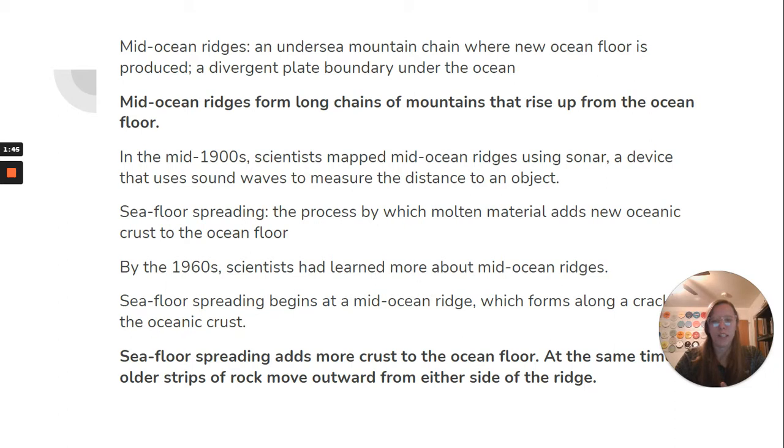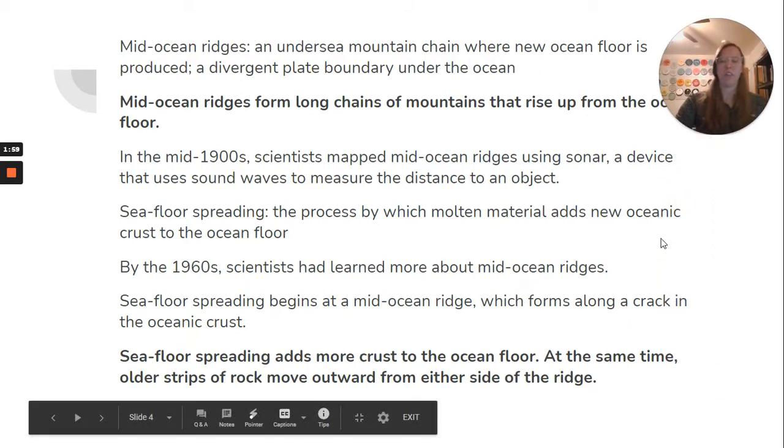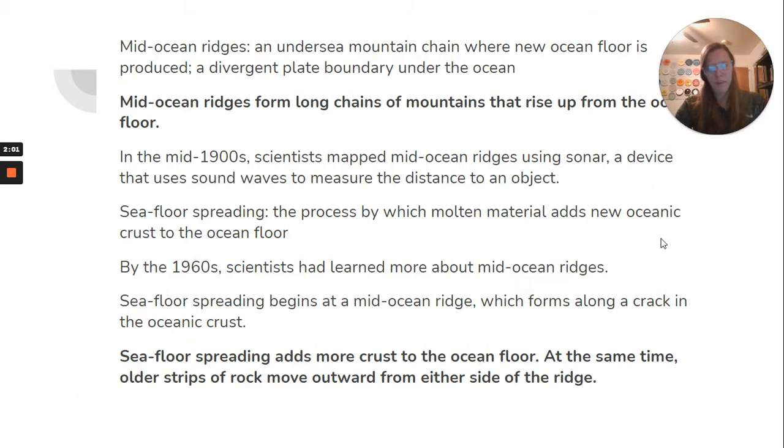Seafloor spreading is the process by which molten material adds new oceanic crust to the ocean floor. By the 1960s, scientists had learned more about mid-ocean ridges. Seafloor spreading begins at a mid-ocean ridge, which forms along a crack in the oceanic crust. And seafloor spreading adds more crust to the ocean floor. At the same time, older strips of rock move outward from either side of the ridge.